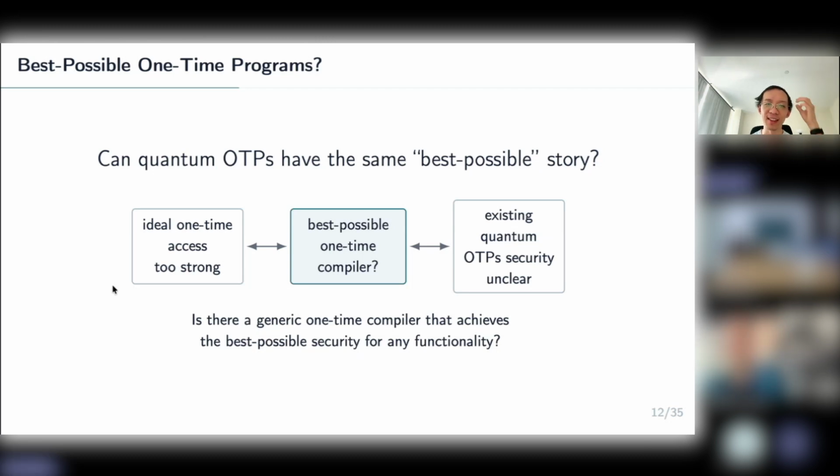If this is true, then that would be really good, because instead of focusing on 1,000 different one-time security notions for each application scenario, we can, like for IO, just focus on achieving a single security notion. So the concrete question here is whether there is a generic one-time compiler that achieves the best possible one-time security for any functionality.